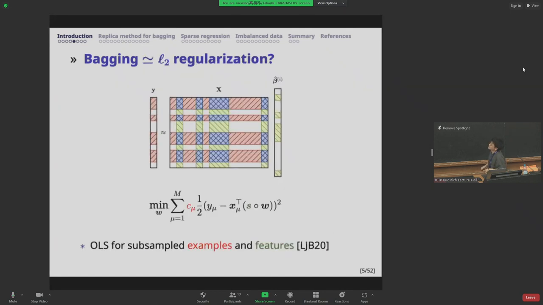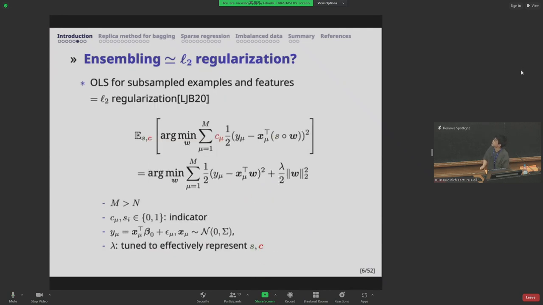Actually, there are several research results regarding this question. In this paper by Patil and his co-authors, they considered ordinary least squares with subsampled examples, subsampling of rows, and they also considered subsampling of features, subsampling of columns. What they showed is that the average of the minimizer of this randomized cost function is equivalent to the least squares estimator with some optimally tuned regularization parameter.